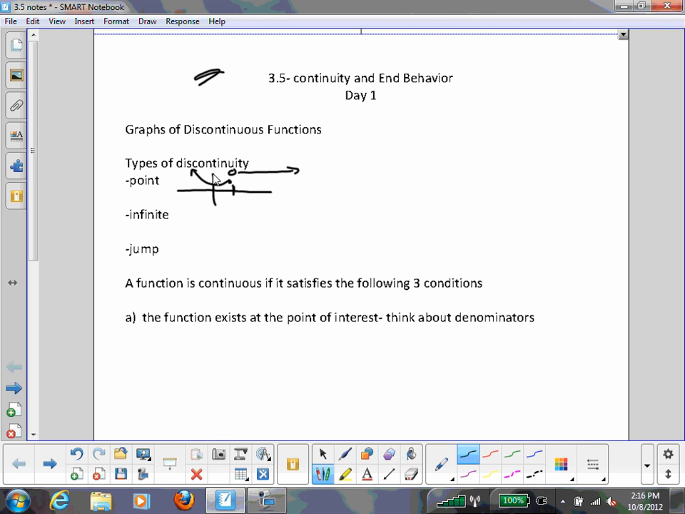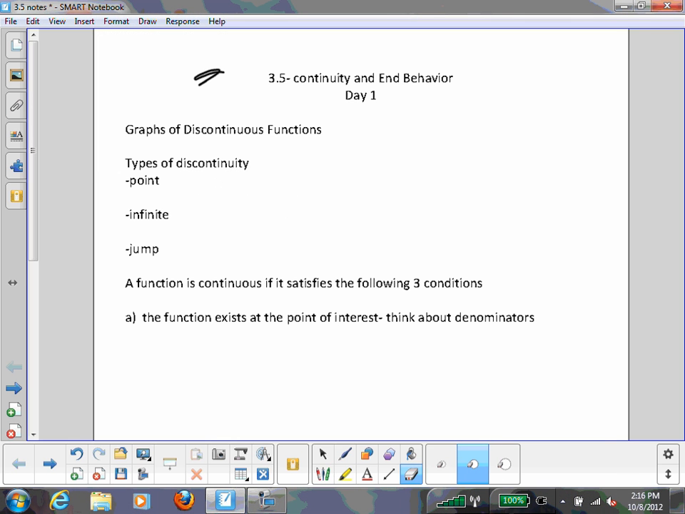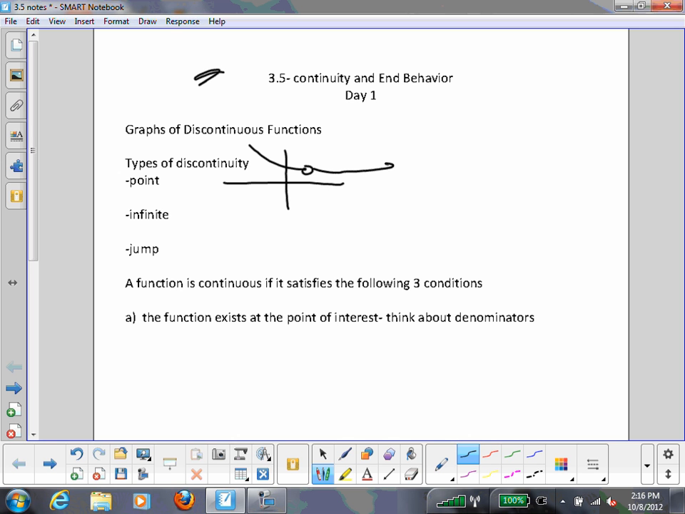Actually, that's not point. Hold on. Sorry, that's jump. Point is something that looks like this. It's continuous everywhere except for at one small place, one value.